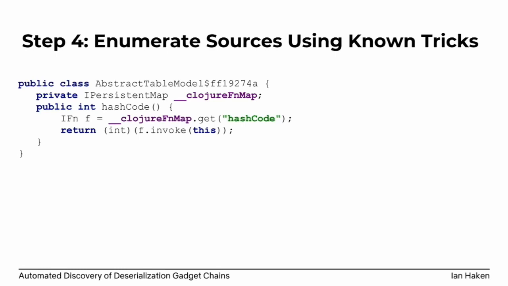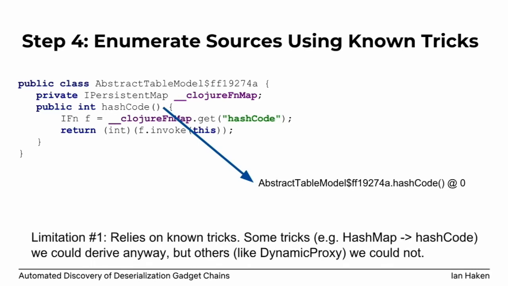As an example, we know that hashCode is an entry point because of what I described on those previous slides. We know we can wrap it in a hash map and therefore get to hashCode. So this is one of the other limitations of this analysis, that it relies on some known tricks. Now, the hash map wrapping with its matching method and calling hashCode, we'd actually be able to derive from those method invocations in the previous step.